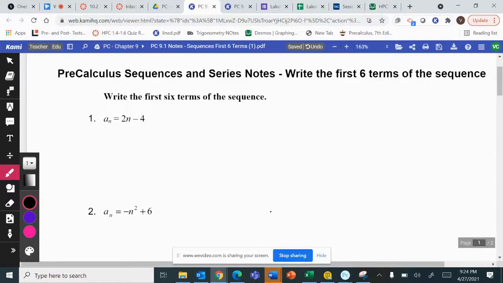All right, so we are starting chapter 9, and chapter 9 is about sequences and series. We're going to just start with sequences, and these are all the same kind of question. They're saying, write the first 6 terms of the sequence.